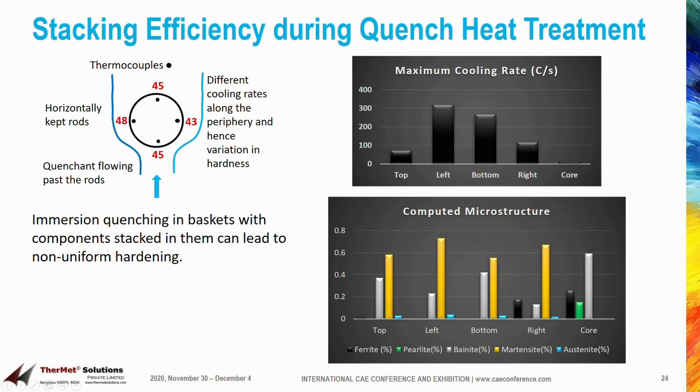There was also an asymmetrical heat flux distribution which showed the influence of neighboring rods affecting the flow rate of the quenchant. This procedure can be usefully employed to design optimum stacking sequence for immersion quenching in containers.